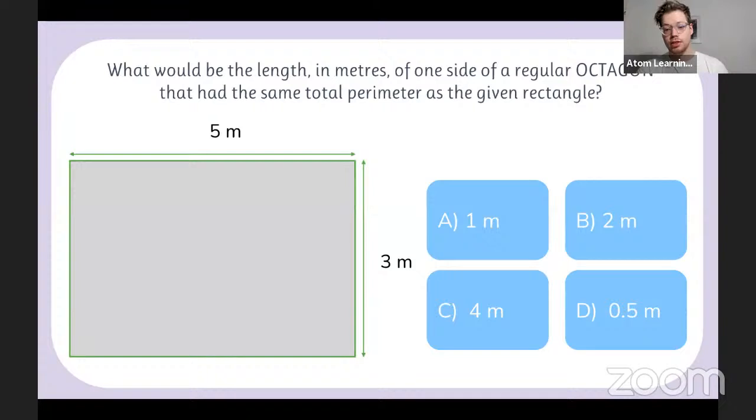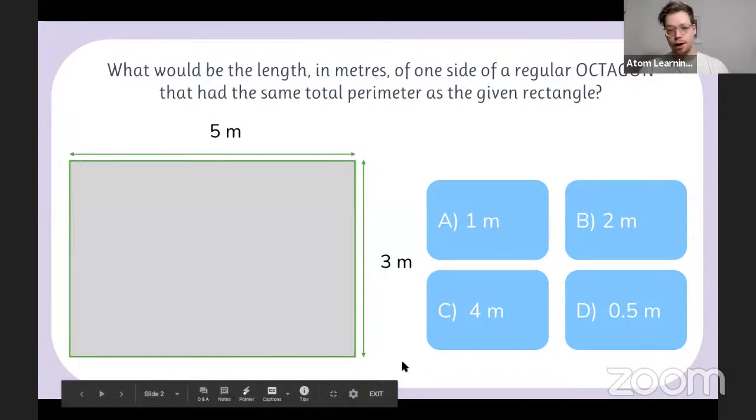Some hard warm-up questions to get us going today. I love it. I love it. Oh, I'm part of the square.